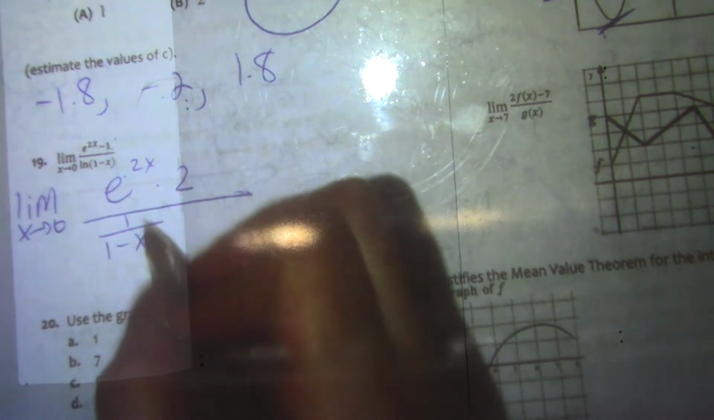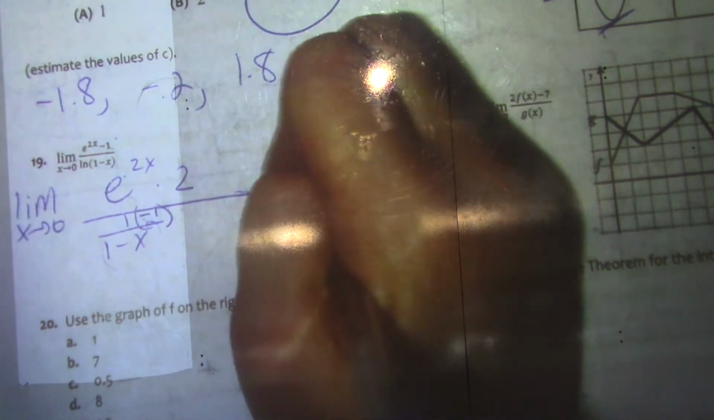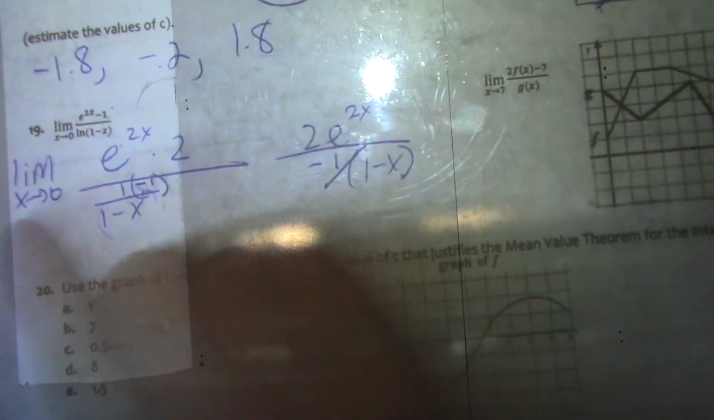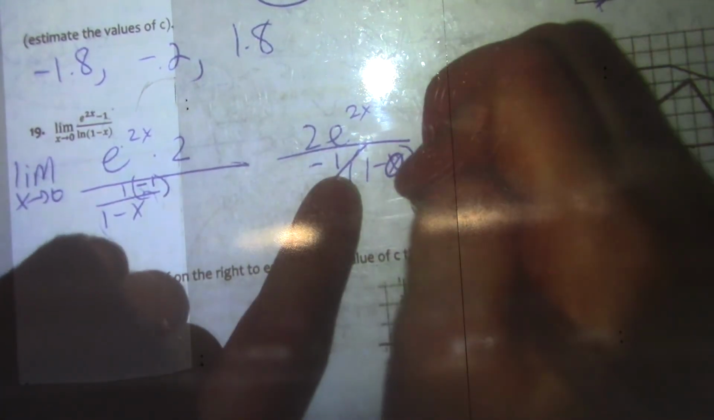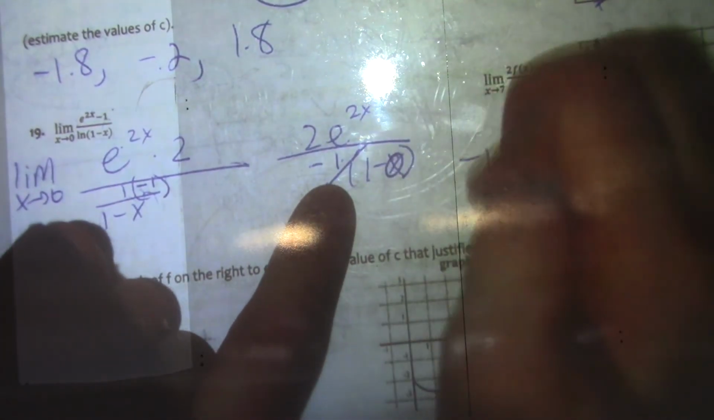I'm going to have to use L'Hopital's, which says my limit is just the derivative: e to the 2x times 2, over the derivative of natural log, which is 1 over 1 minus x. But then you have to take the derivative of the inside, which would be -1. So this is 2e to the 2x over -1 over 1 minus x. And then plugging in zeros, that's -1 over 1, which is -1. e to 0 is 1 here, but there's still a factor of 2, so it's -2.